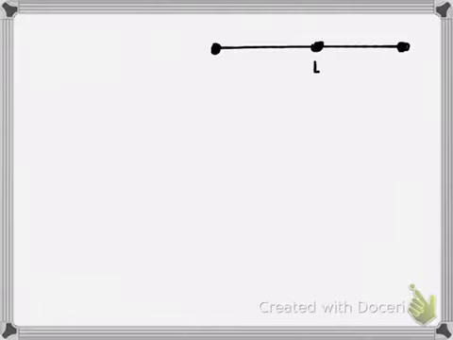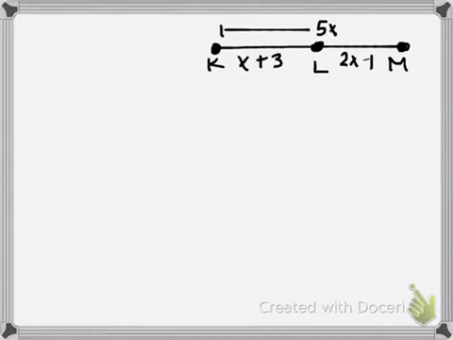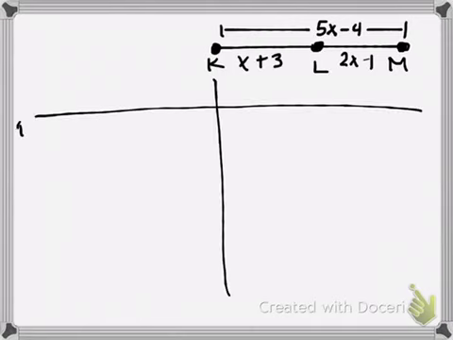So now we're going to be looking at a geometry proof. We're going to be getting into it a little bit. It still is mainly algebraic, nothing too difficult here. I know you guys can do this. So we have our line segment KLM, where KL equals x plus 3, LM equals 2x minus 1, and KM equals 5x minus 4.